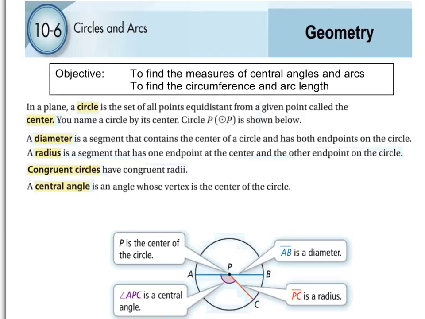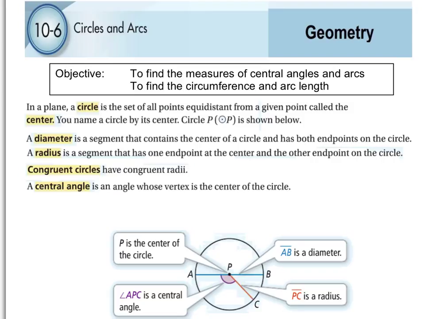This is the introduction to section 10.6, part 1, talking about circles and arcs. We're going to talk about finding the measures of central angles and arcs. And then we're also going to talk about, and this will be in part 2, circumference and arc length. Part 1 will be finding the measures of central angles and arcs.